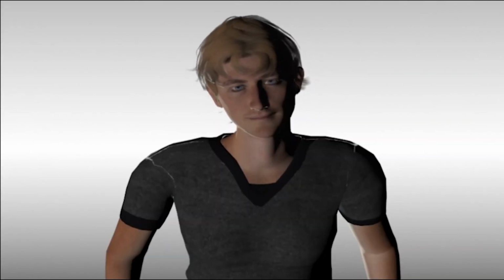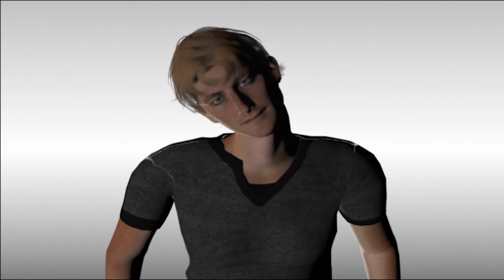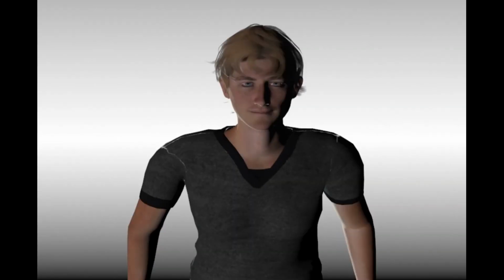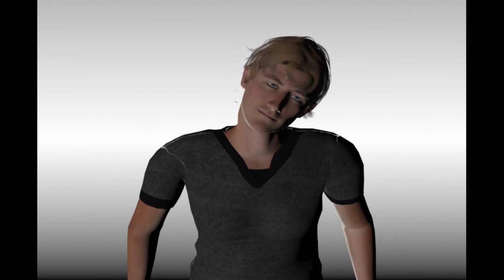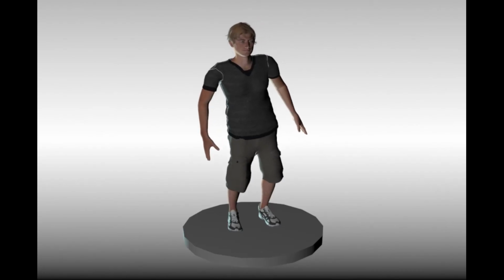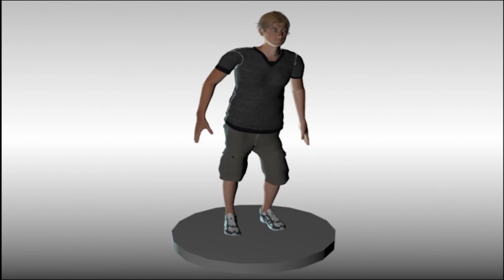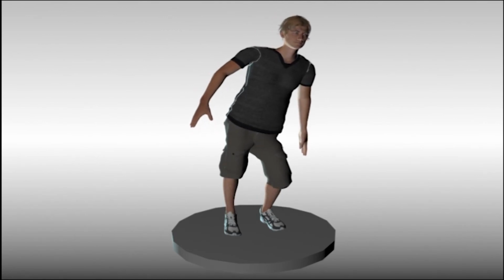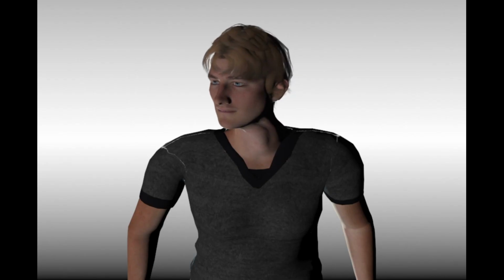Right and left lateral flexion consist of bending the spine to the right or left in a coronal or frontal plane. Right and left rotation consist of twisting the spine to the left or right.